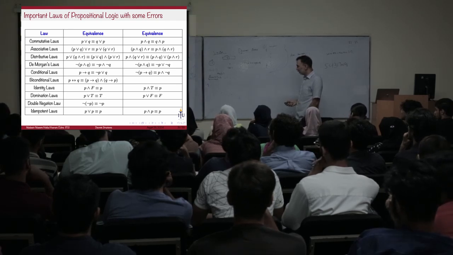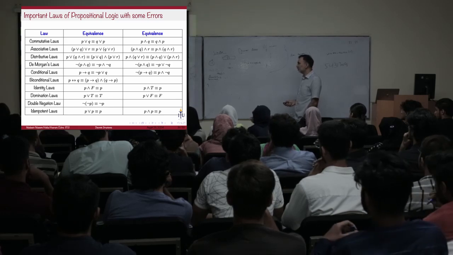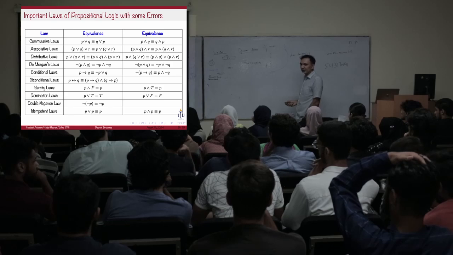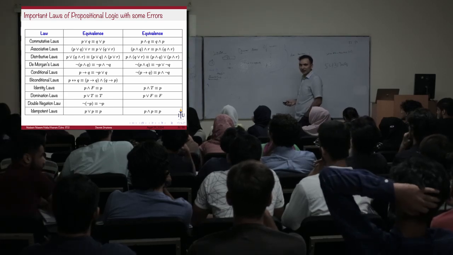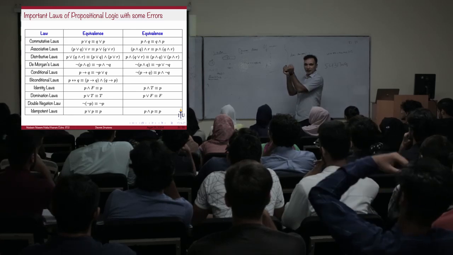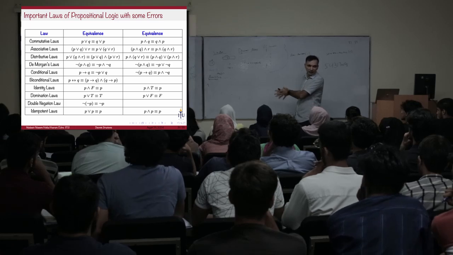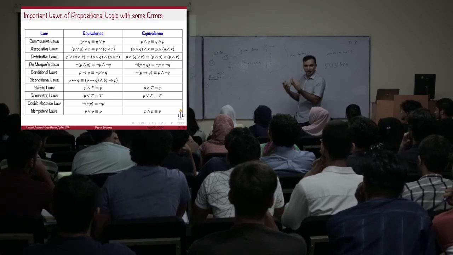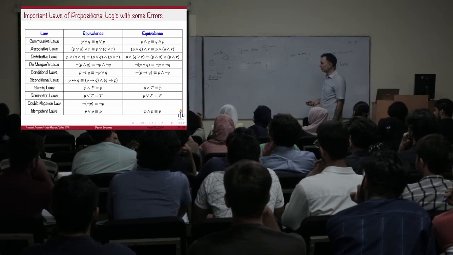Over here you want conjunction. If you have P conjuncted with a contradiction, you would get a contradiction, because this part is always false. If you AND a statement with a false statement, you would definitely get false. For conjunction, you need both parts to be true. Awesome. Double negation should be just P.